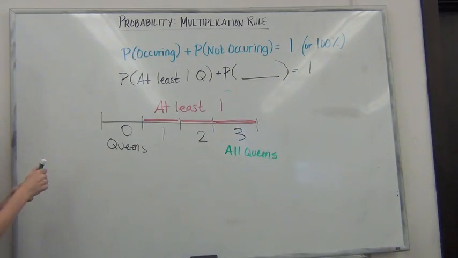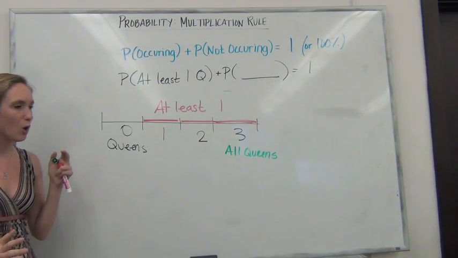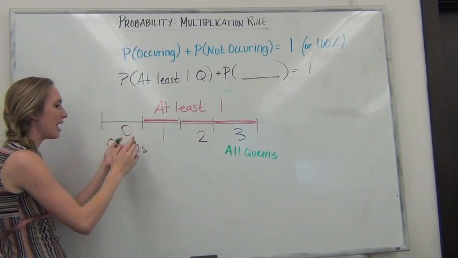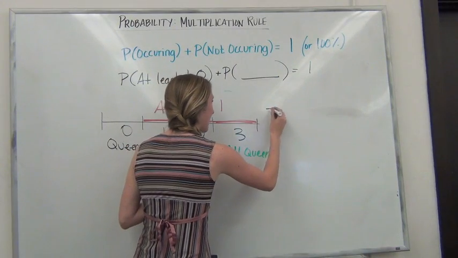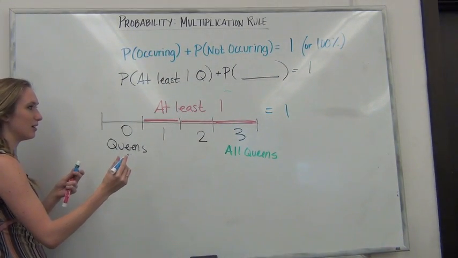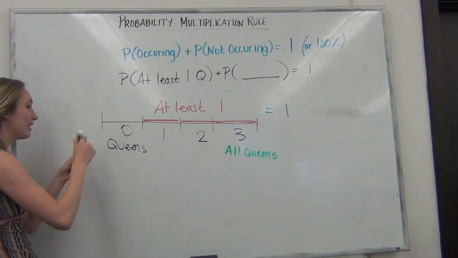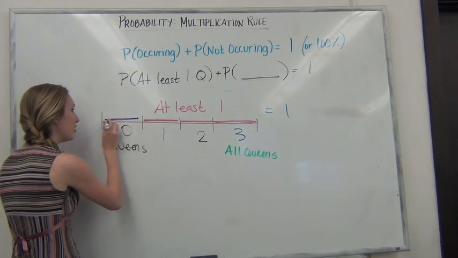So if we want to cover this entire spread, to cover all of our options, what would complement at least 1 in order to add up, when added together, to equal 100% of our options? No queens. That's the only other thing. The only other thing that's blank here is this slot, no queens.